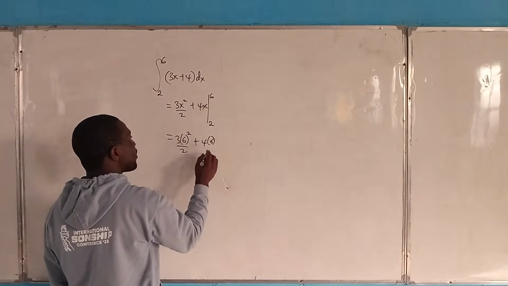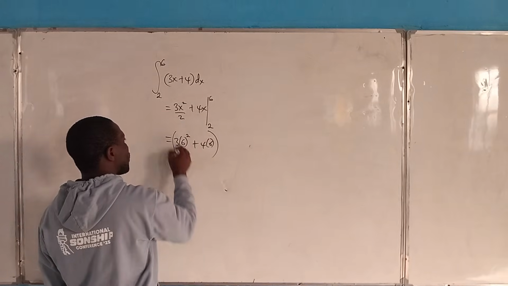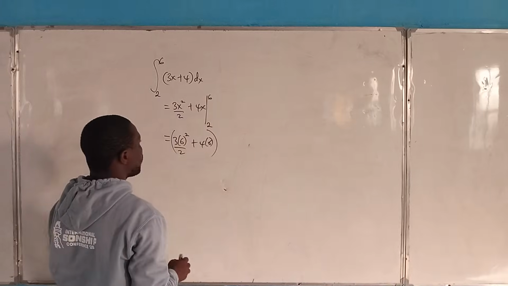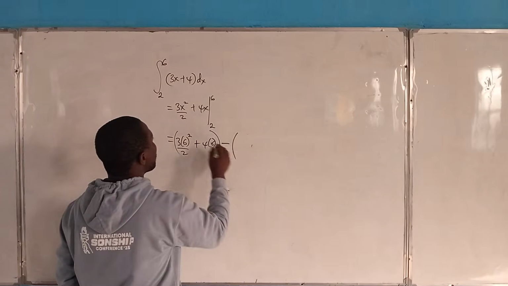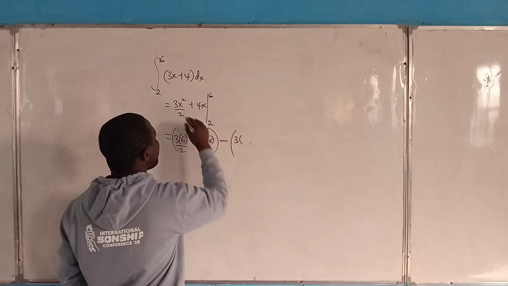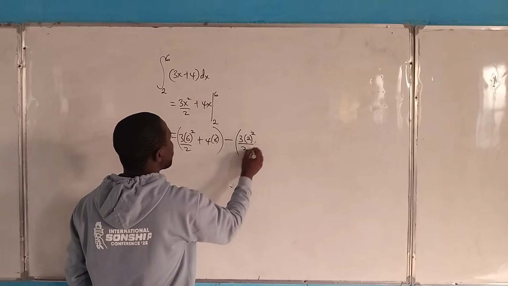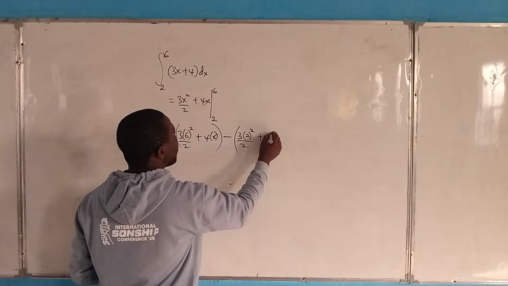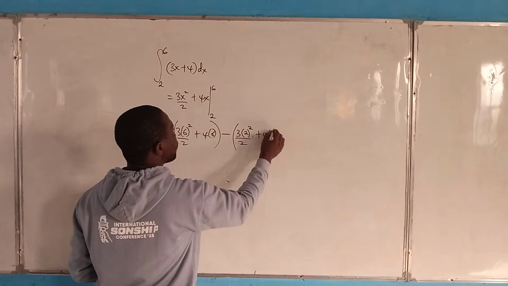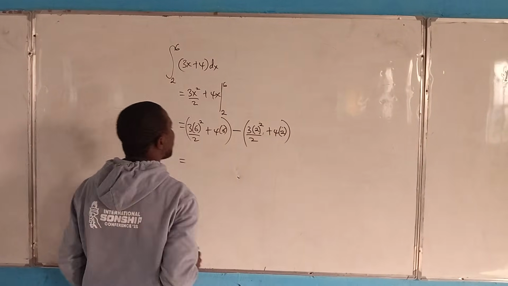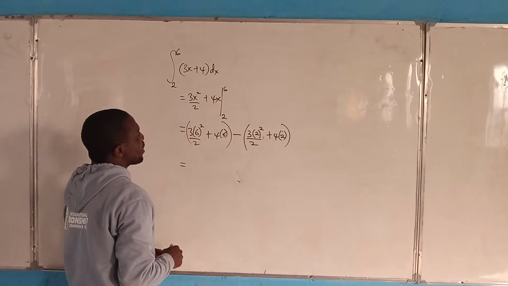4 into 6, that's the first. We have substituted, anywhere I see x, you write 6. That's what we've gotten. Minus 3 into, anywhere I see x now, you put 2. 2 squared over 2 plus 4 into, anywhere I see x, you write 2. Now this will give me, what is 6 squared? 36.